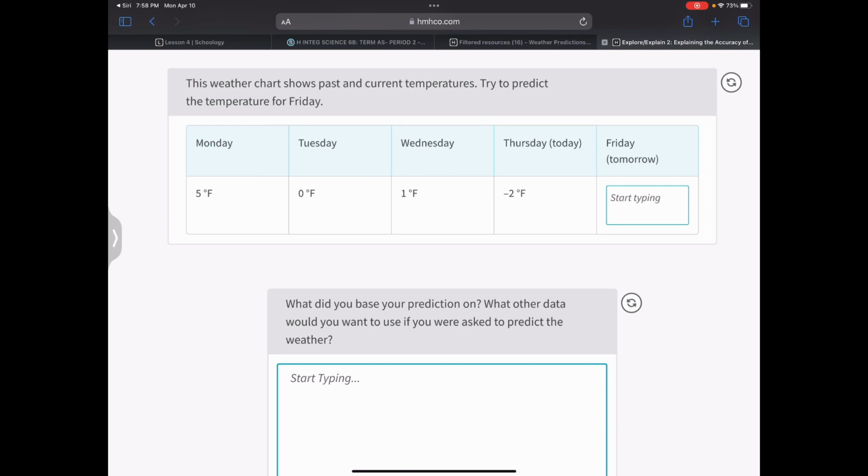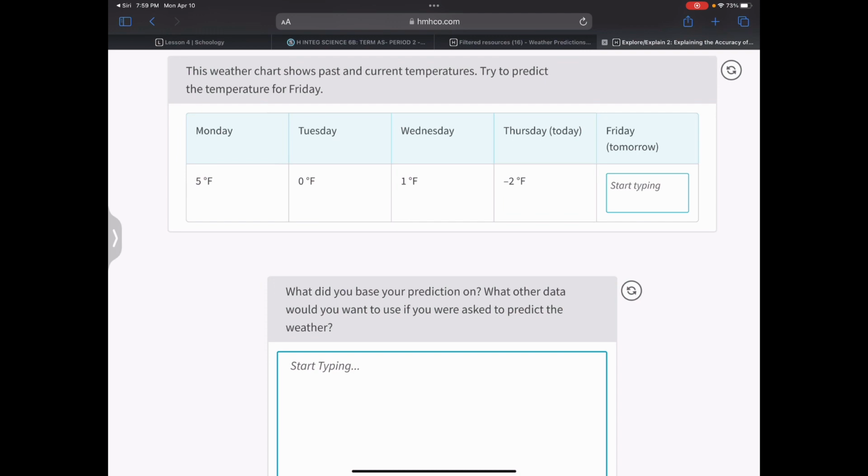The following weather chart shows past and current temperatures. Try to predict the temperature for Friday. If you take a look at the chart, Monday's weather is 5 degrees Fahrenheit, Tuesday is 0 degrees Fahrenheit, Wednesday is 1 degrees Fahrenheit, Thursday, which is today, is negative 2 degrees Fahrenheit. So we're asking what is Friday's temperature in Fahrenheit.